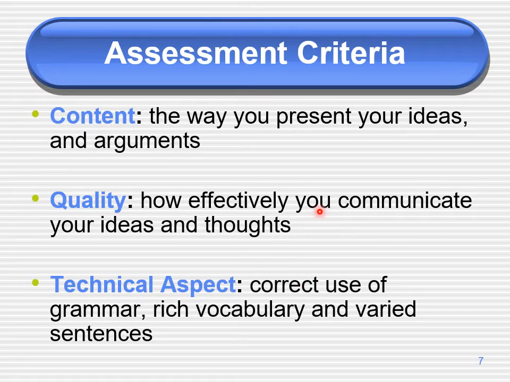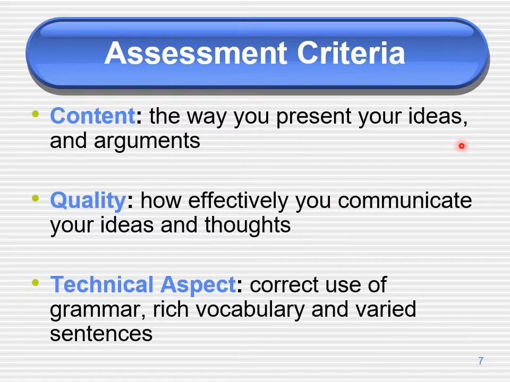Right. What is the assessment criteria? You are assessed on the content, the way you present your ideas and arguments, and the quality of your communication. Your quality of communication obviously comes with the quality of language and the technical aspects: correct use of grammar, rich vocabulary, and varied sentences. Correct use of grammar is on the next slide. I will show you how to do that and what the issues are. Rich vocabulary comes with extensive reading, and varied sentences come with extensive reading as well. Varied sentences means that you should write simple sentences, complex sentences, compound-complex sentences, long and short sentences, and one-word sentences. I mean, one word is not a sentence, but sometimes you write just one word to create an effect.